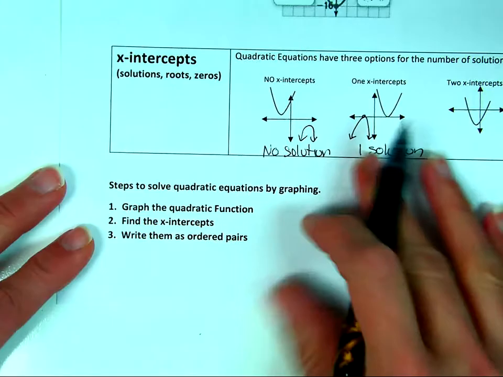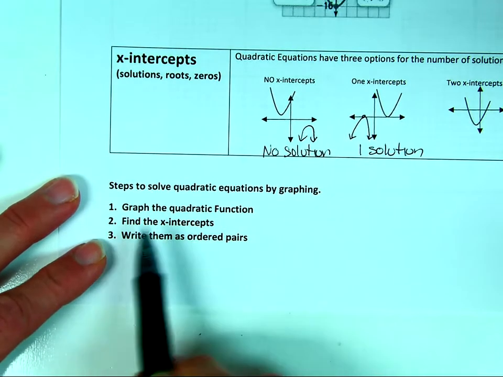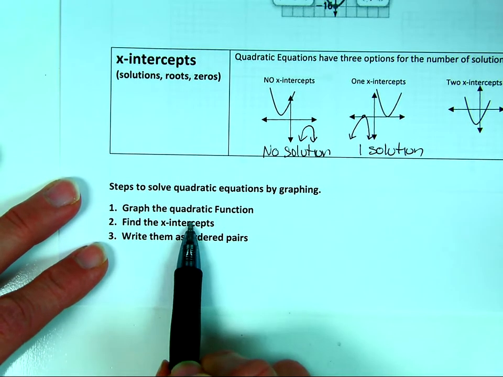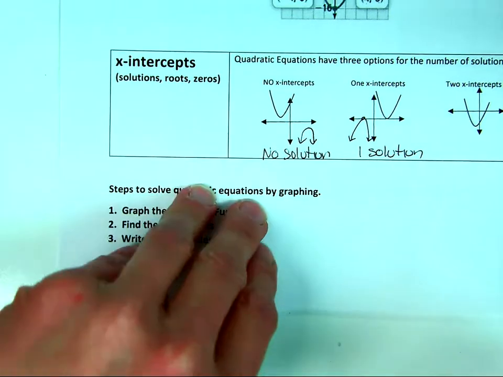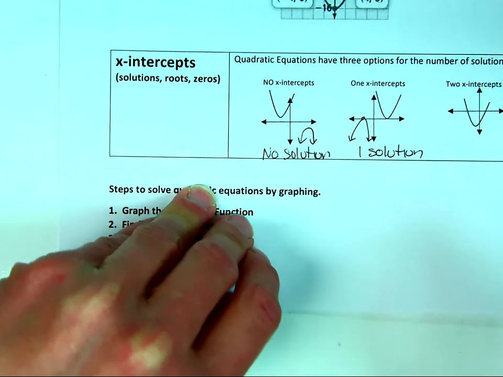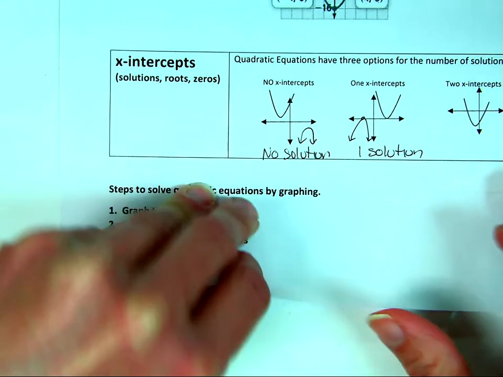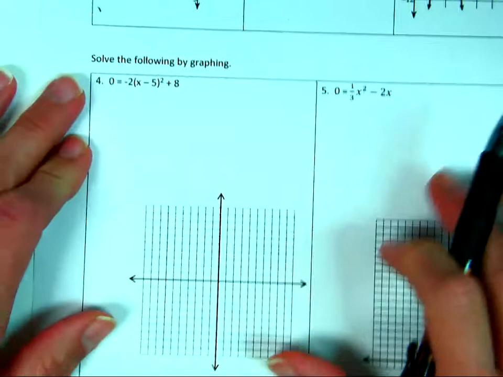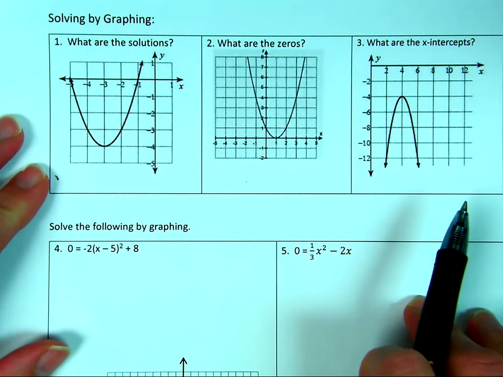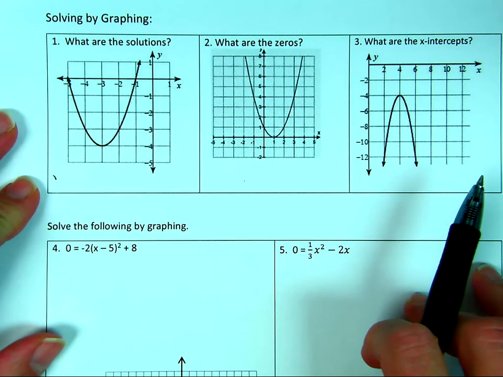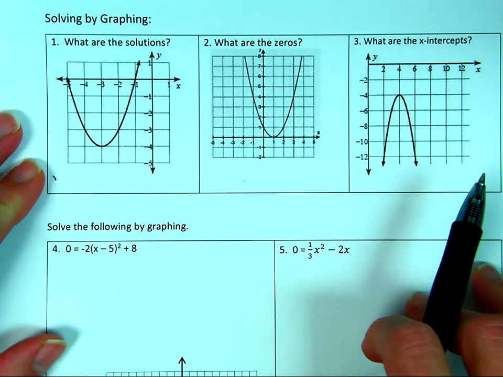So the steps to solving by graphing is we first have to graph, obviously. Then we have to find the x-intercepts, and we just write them as ordered pairs. So if you remember how to graph these things, this is going to be super easy. If you don't, then you're going to have to learn that at the same time. And I don't use tables for graphing. I use the pattern that we've established. So these first 3 are graphed for us, so we don't have to do that step. The next 2, we're going to do that step.